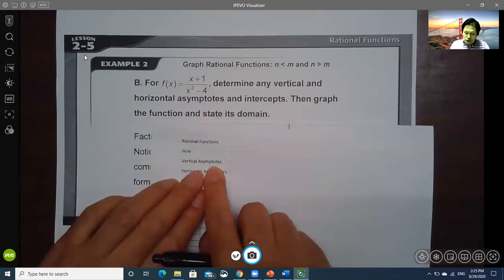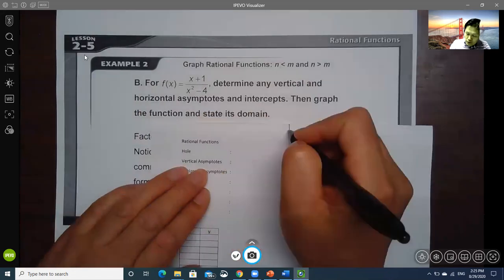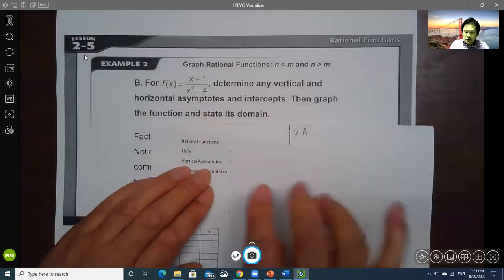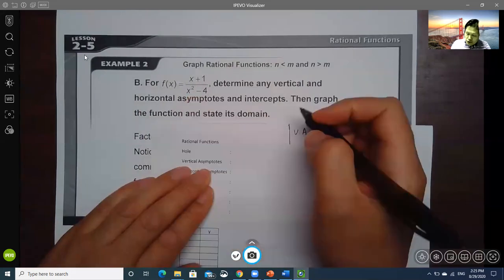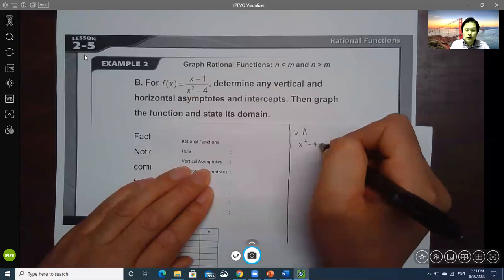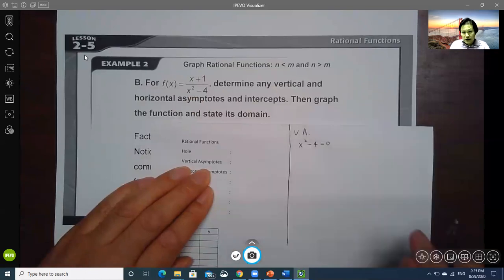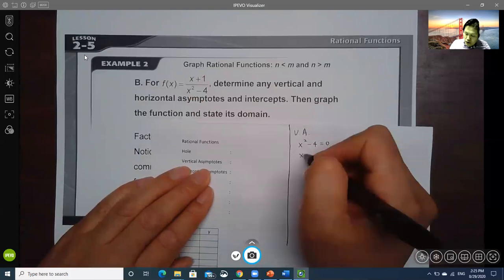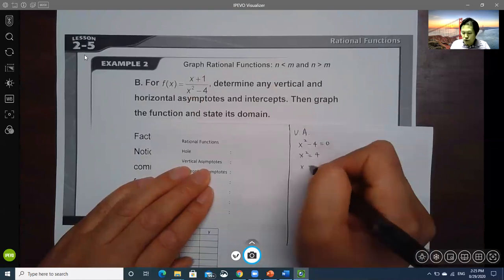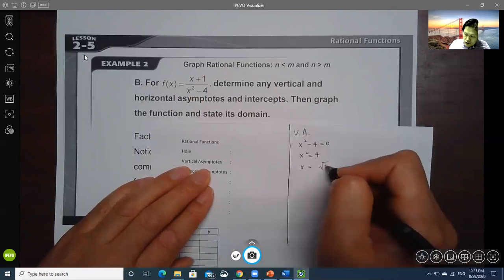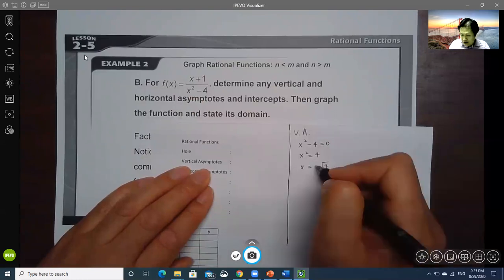Vertical asymptote. The first thing I'm going to tackle will be vertical asymptote. Let the denominator equal to 0. X squared minus 4, let that equal to 0. Solve for x. You can factor this, or I can just solve directly. X squared equal to 4. X equal to, I took a square root both sides. Be very careful not to forget plus minus here.